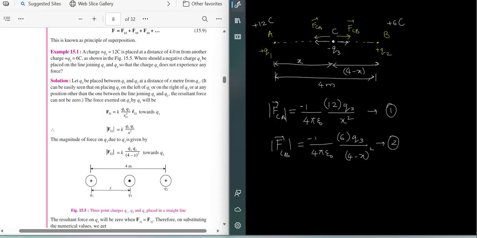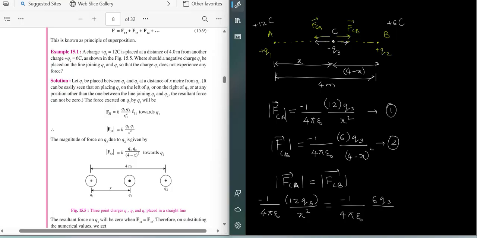So we are equating 1 and 2. That means we are saying the force on C due to A in magnitude is equal to the force on C due to B. That is why the net force is 0, because they are acting in opposite directions. So just equate the right hand sides. We will have 1 by 4 pi epsilon 0, 12 Q3 upon x square is equal to minus 1 by 4 pi epsilon 0, 6 Q3 upon 4 minus x whole square. And here these two will get cancelled.